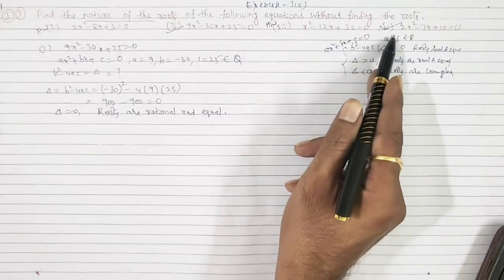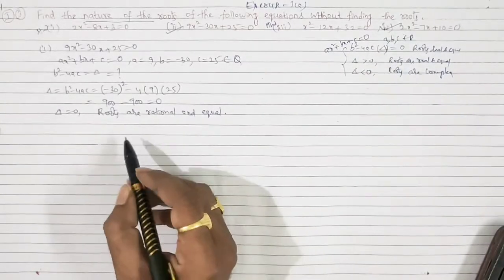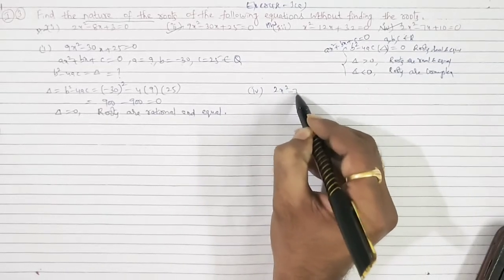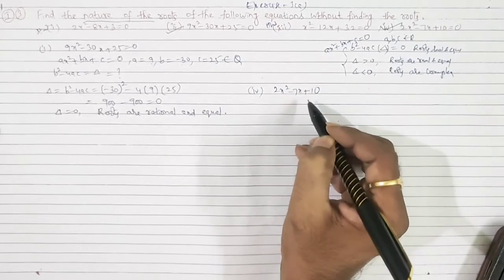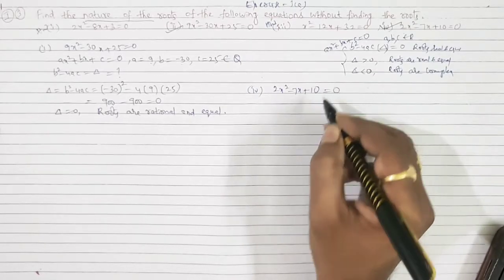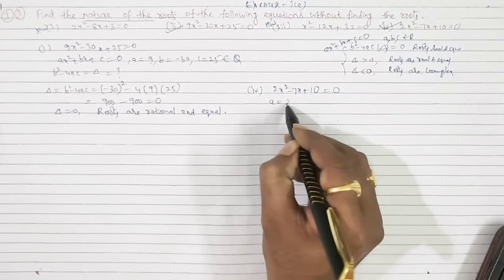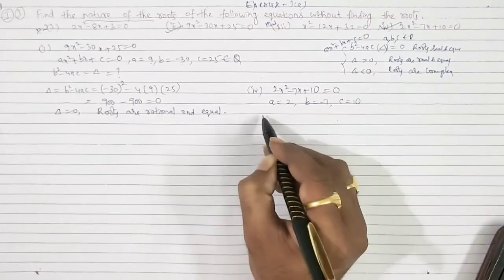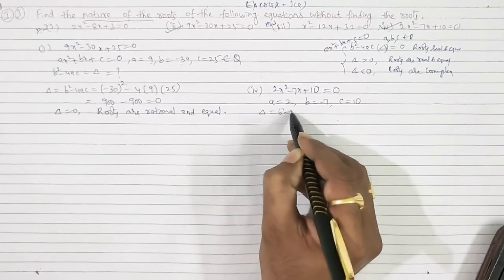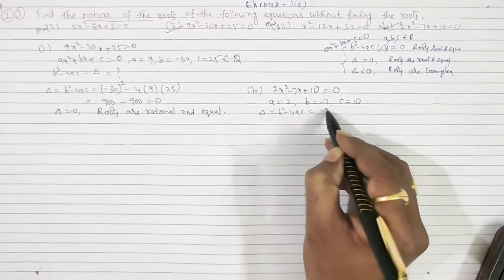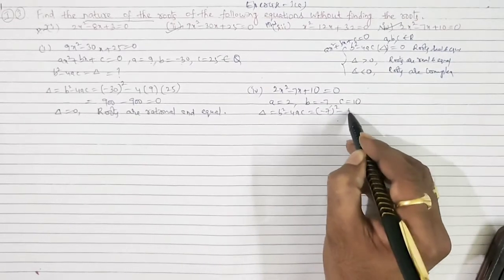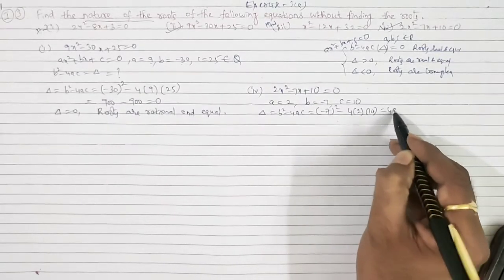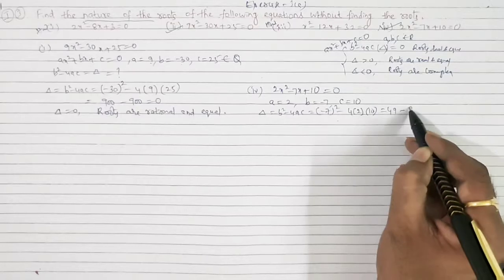Now come to the fourth question, that is 2x square minus 7x plus 10 is equal to 0. Here a, b, c values are: a is equal to 2, b is equal to minus 7 and c is equal to 10. Then here delta, b square minus 4ac value, is minus 7 whole square minus 4 into a value 2 and c value 10. So 7 7 are 49 minus 4 2 are 8, 8 10 are 80.